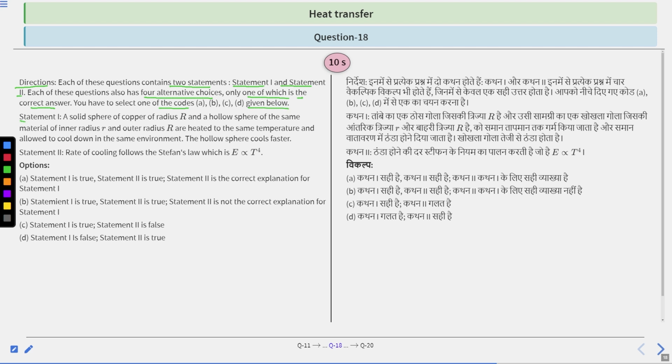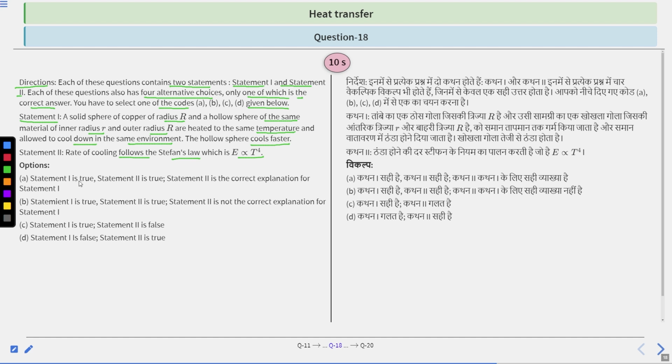Statement first: a solid sphere of copper of radius r and a hollow sphere of the same material of inner radius r and outer radius R are heated to the same temperature and allowed to cool down in the same environment. The hollow sphere cools faster. This is statement first. And statement second: the rate of cooling follows Stefan's law, which is directly proportional to T whole power 4. So which option is correct?